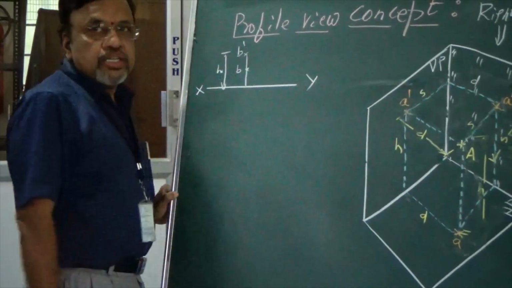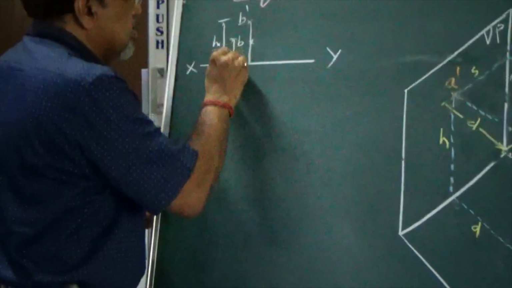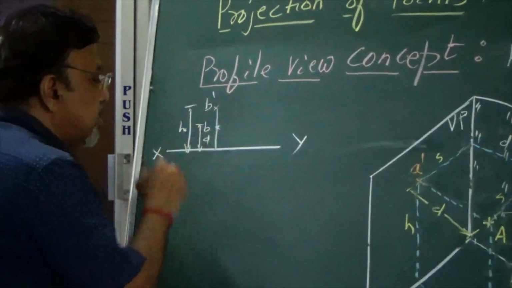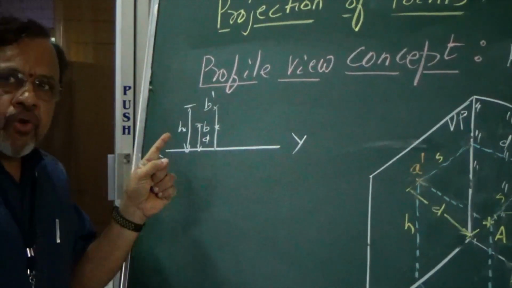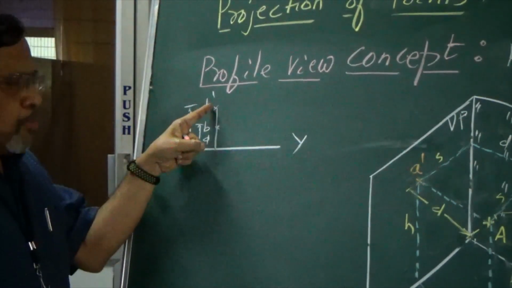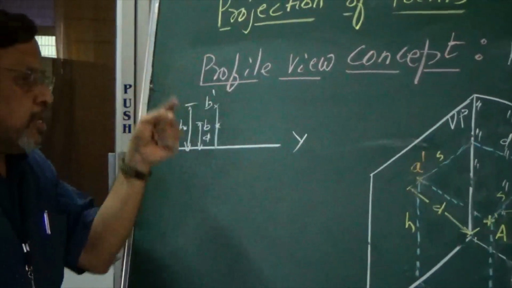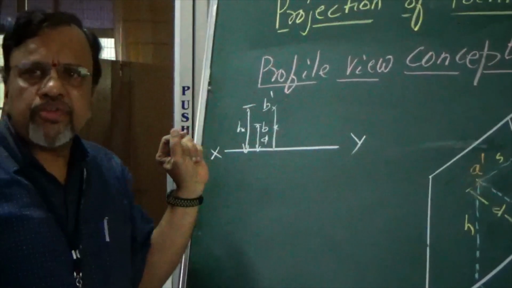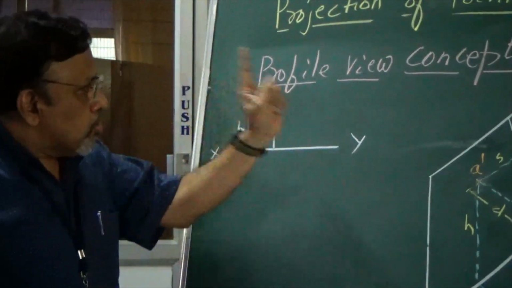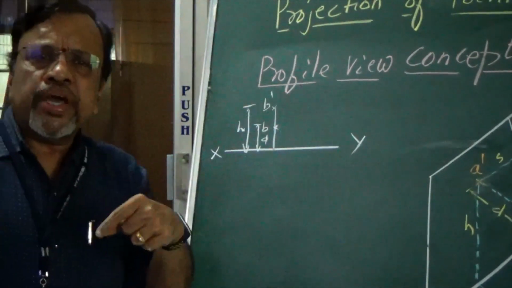Distance from HP. And what is your top view? B means distance from VP. So since the point is in the second quadrant, I can say that this particular point B is above HP and behind VP. Now, we already know how to draw the top and front view. Let us say I want to draw the side view, projecting onto my right profile plane.